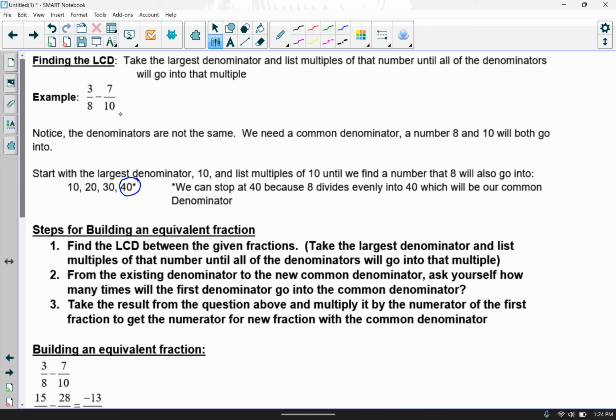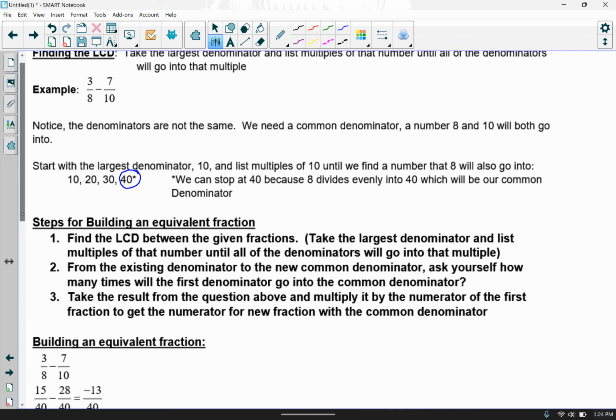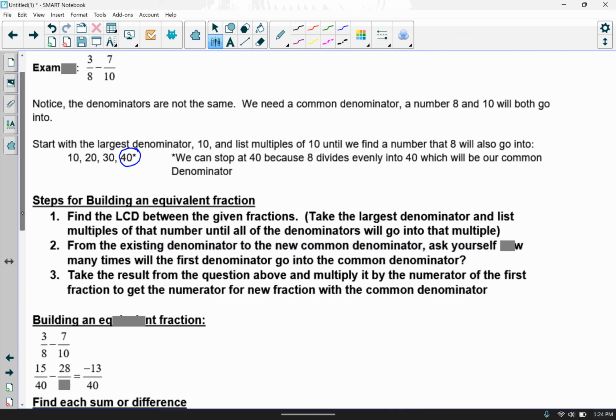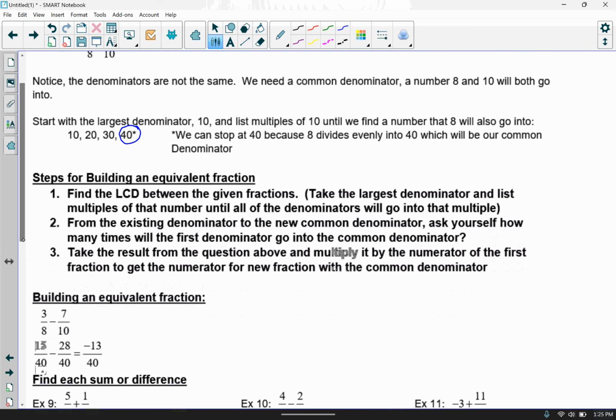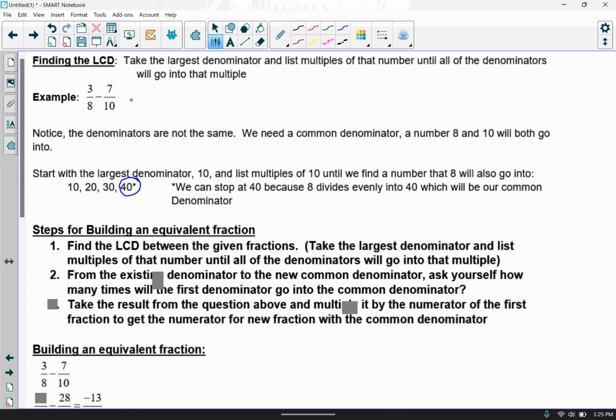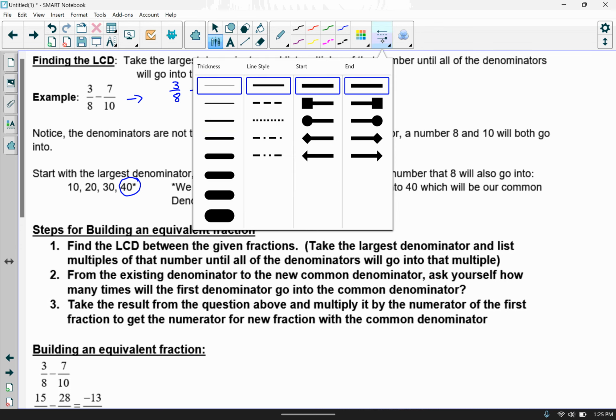So you're always going to start with the biggest one between your two denominators, if they're different, and count by multiples of it until you find one that all of the denominators will go into, okay? And then we're going to build our equivalent fractions. I've shown this work down here, but I'm going to stay right up here and show it from top to bottom. So here I've got my 3/8, and I want to subtract 7/10, and I've just found that my common denominator is going to be 40.